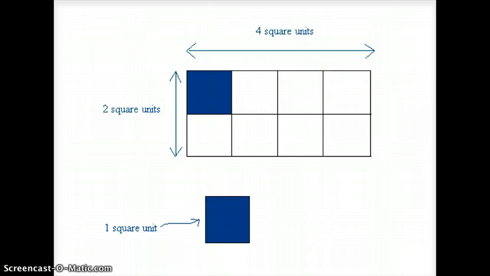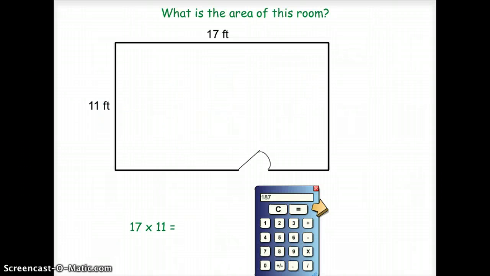So it's essentially a faster way of, instead of counting up blocks all the time. With 17 times 11, I could go and break this into 17 parts and this into 11 parts and add it all up, and I'd get 187. That would take a long time. So a faster way to do it is just to multiply 17 times 11.